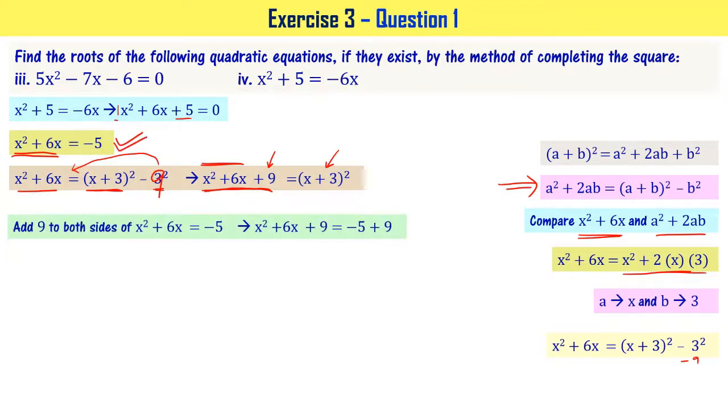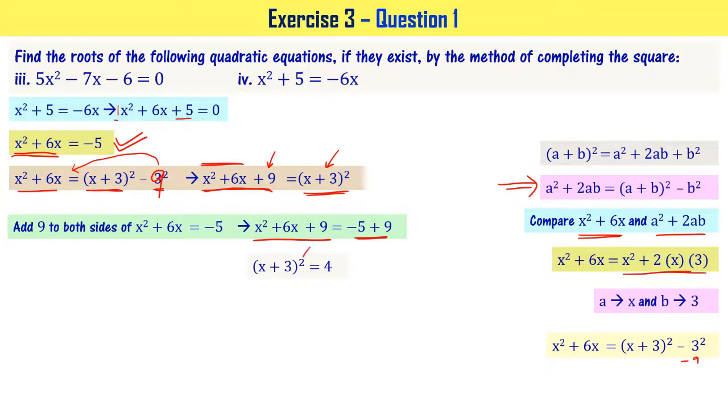When you add 9 to both the sides of the equation, it becomes x square plus 6x plus 9 equal to minus 5 plus 9, right? We know x square plus 6x plus 9 equal to x plus 3 whole square. Let's write that x plus 3 whole square equal to 4.